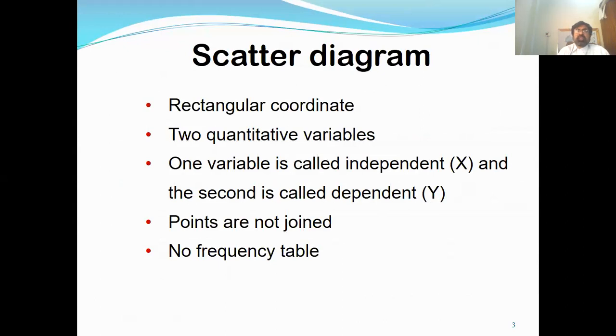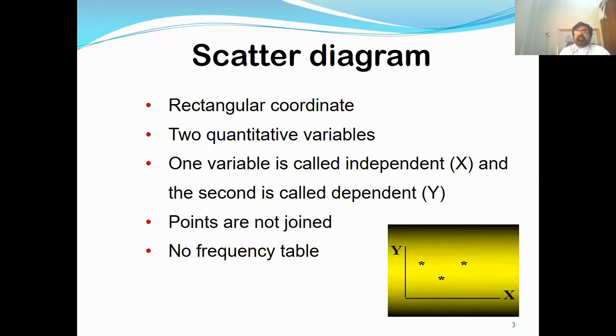Scatter diagram. It is a rectangular coordinate, two quantitative variables. One variable is called independent, as I have already explained, and the second is called dependent variable, which is on the y-axis, and the independent variable is always on the x-axis. Points are not joined, and it is not a frequency table. This is the rectangular coordinate. This is y-axis, this is x-axis. The independent variable is on the x-axis and the values of the dependent variable are on the y-axis. And these dots show the relationship, whether it is a positive relationship or a negative relationship between these two variables.